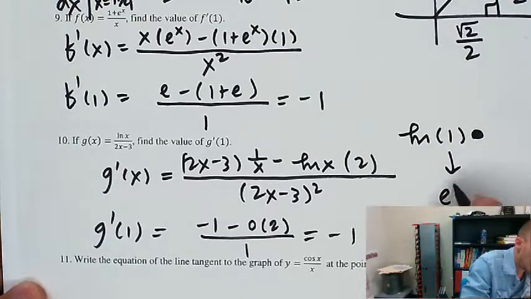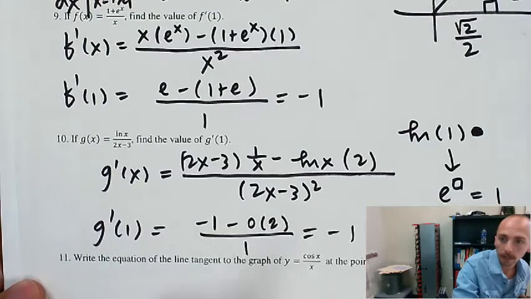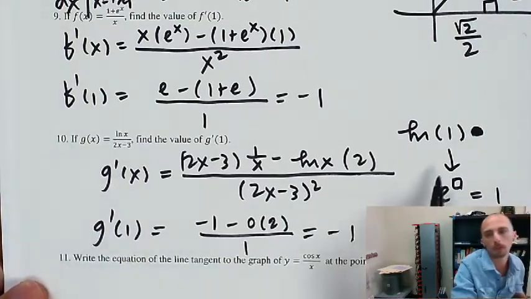I'm thinking e to the special power equals 1, right? And I'm thinking, what exponent do I put in that box to get that 1? And that's going to be 0. Okay.